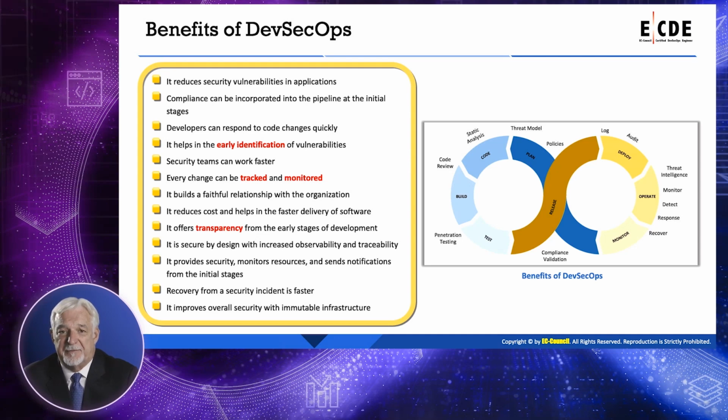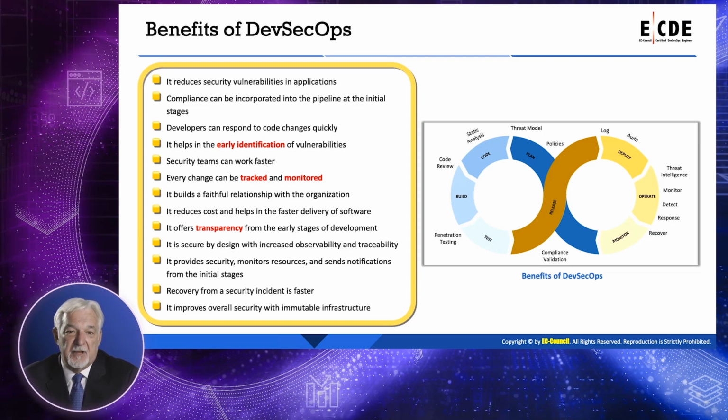There are a lot of benefits to DevSecOps. First of all, it reduces security vulnerabilities in applications. This is started at the very outset of development of an application or updating it. Compliance can be incorporated into the pipeline at the initial stages, so you don't miss critical compliance requirements. Developers can respond to code changes very, very quickly.